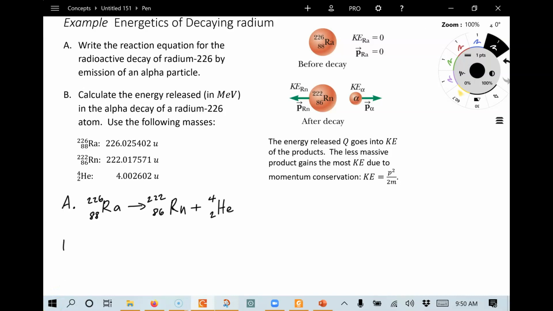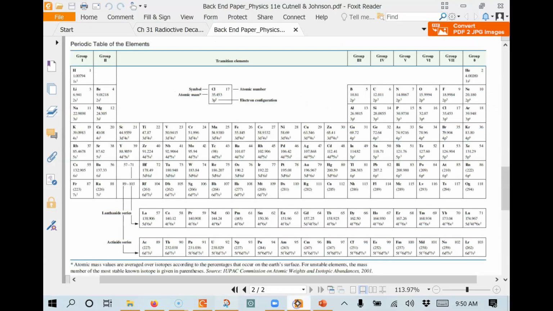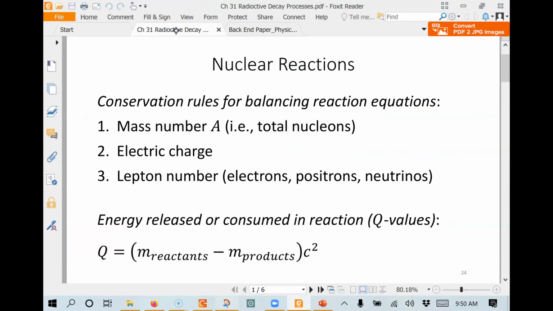All right, part B. Calculate the energy released in mega electron volts in the alpha decay of radium-226 atom. Use the following masses. All right, how do we always calculate energy of nuclear reactions? Let's go back to our notes here.